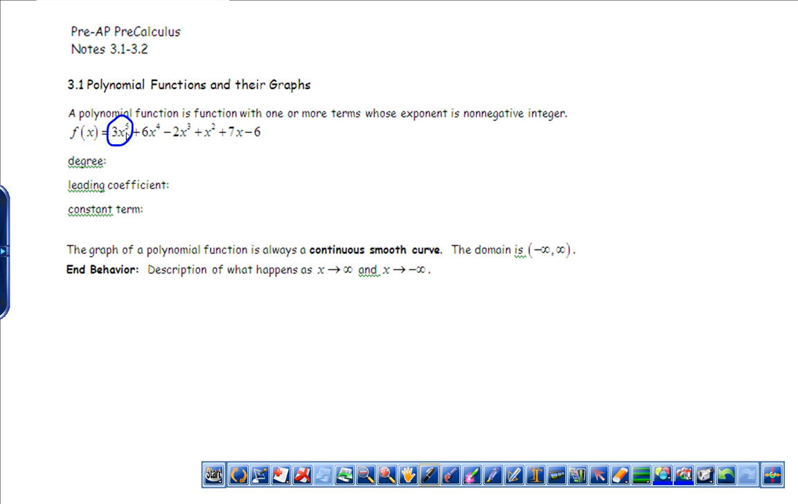This tells you your degree, so the exponent is going to be 5. Your leading coefficient is going to be 3. And then your constant is going to be the number without a variable with it, so this is going to be -6.